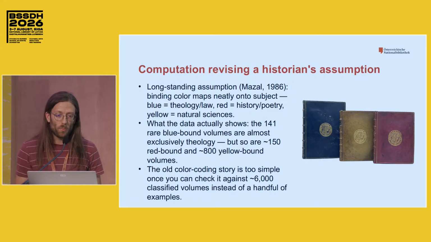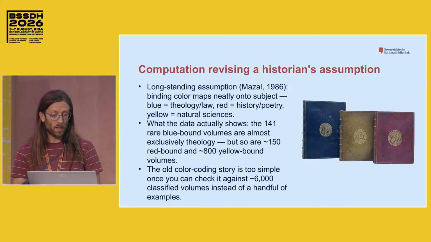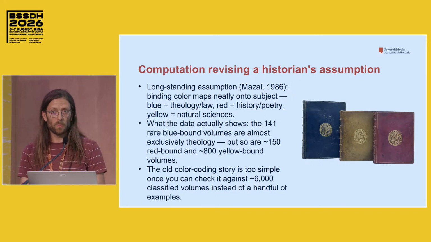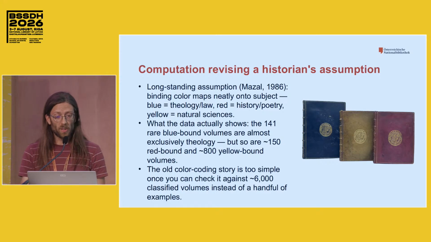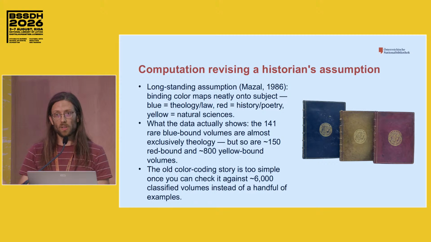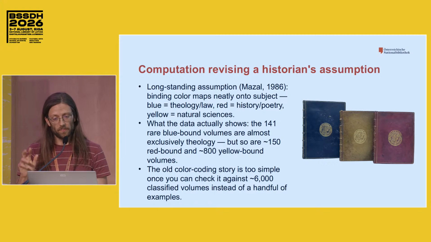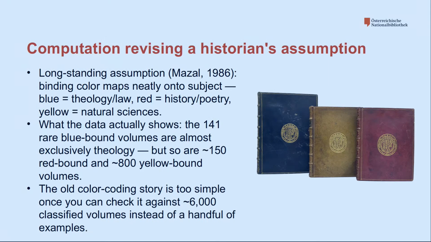One fact that we actually got out of this: there was an assumption from historians, carried through the years, more recent at least than the collection from 1986, which states that the colors of these leather books correspond to the content. As in, theology or law is mostly blue, and in red you will have history and poetry, and in yellow you would have natural sciences.